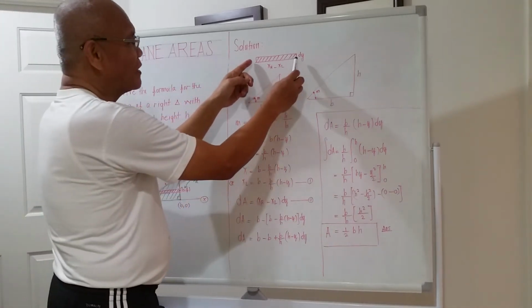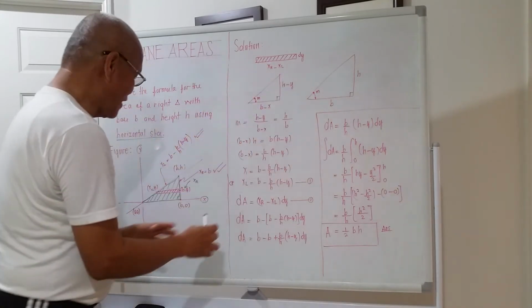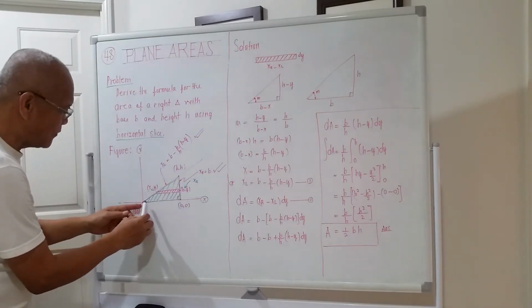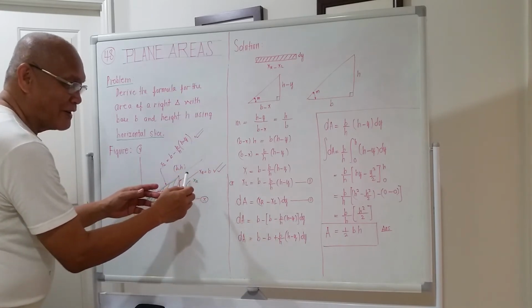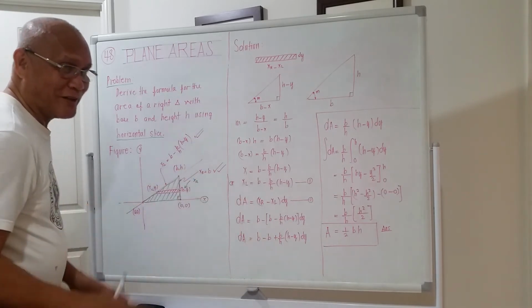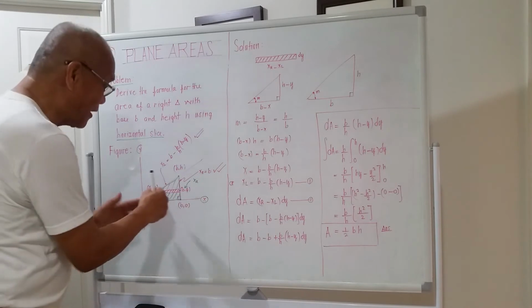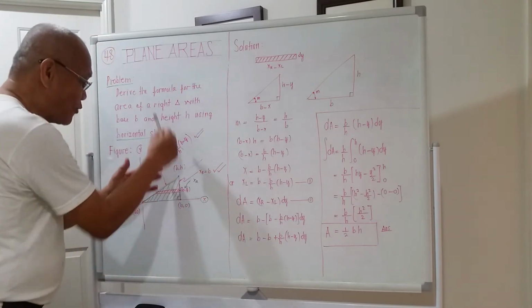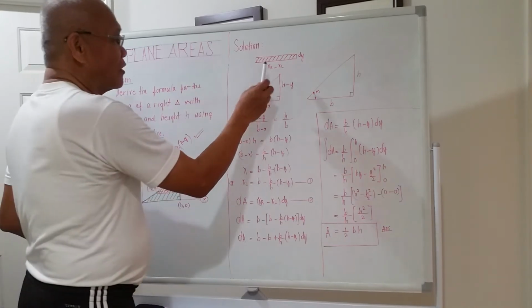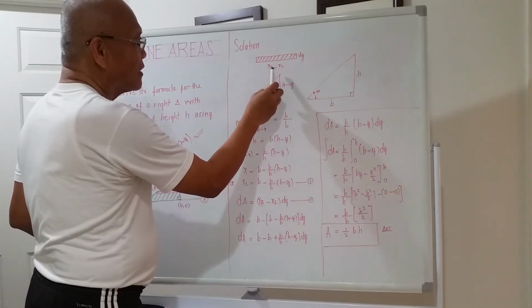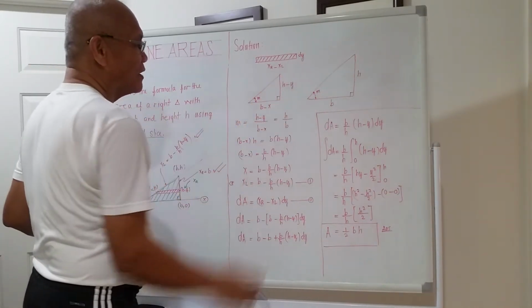The length of the horizontal slice as it moves from 0 to h is variable. Okay, it's not a constant. It's not a rectangle. So it varies, you know. As it moves upward, it varies. That's why it's a variable thing. Therefore, I will repeat it. Differential area is xr minus xl times dy.